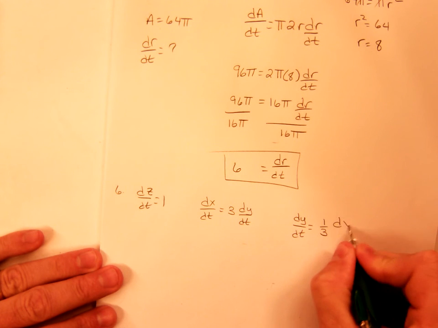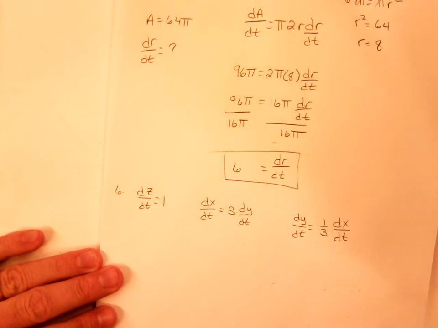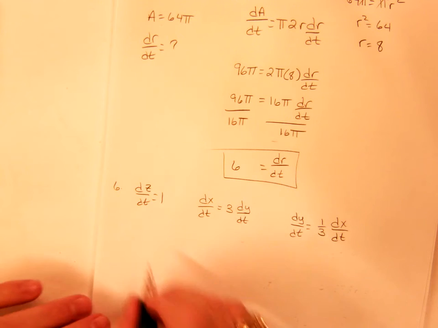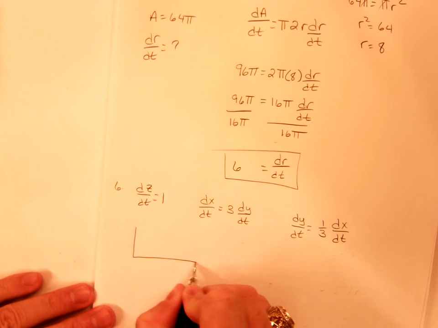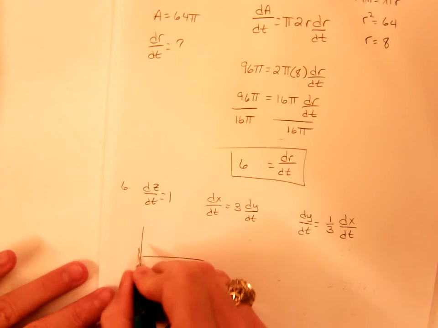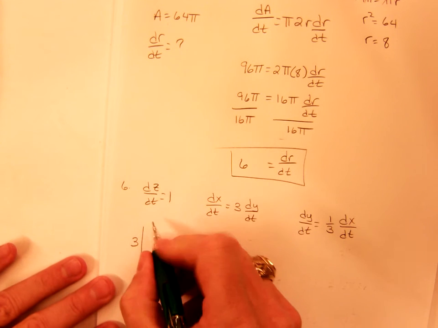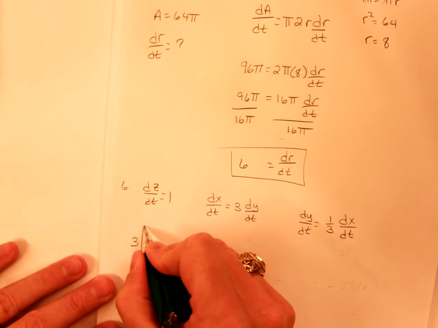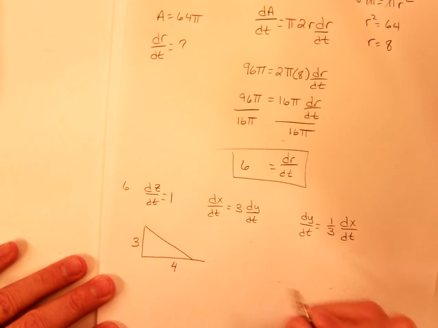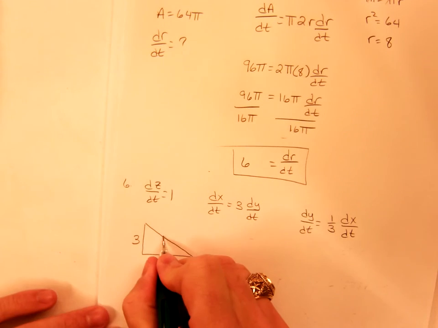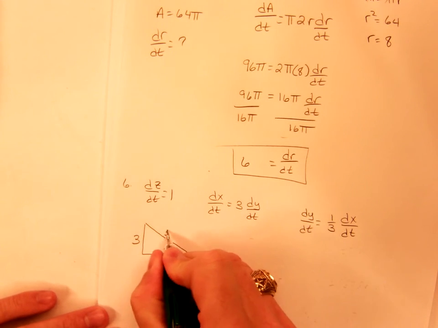1/3 dx/dt. They didn't give me that, but that might be useful to me, so I'm just going to write it down. It was easy to see. I end up with a triangle, and the x is 4, the y is 3, and they want to know what is the value of dx/dt. So there's that. What is z? 5. This is a 3, 4, 5 triangle.